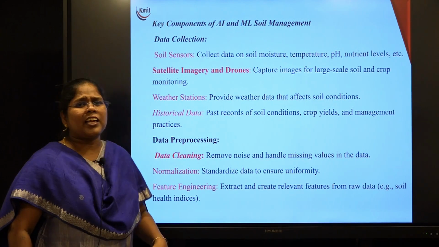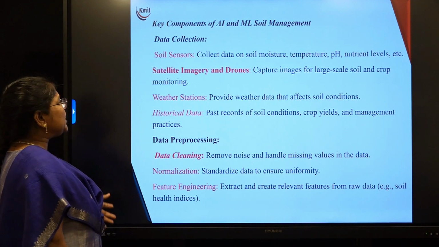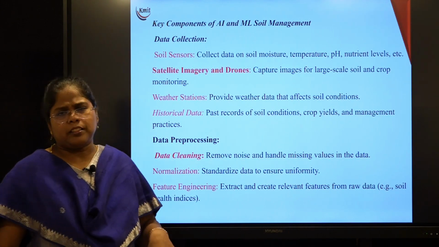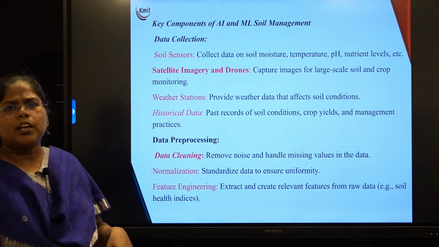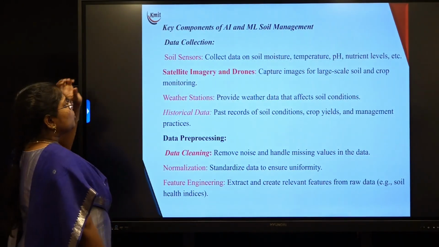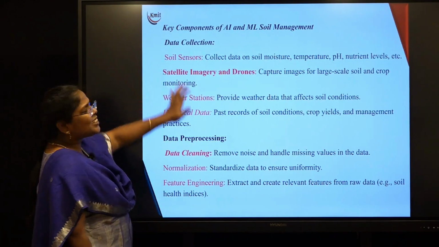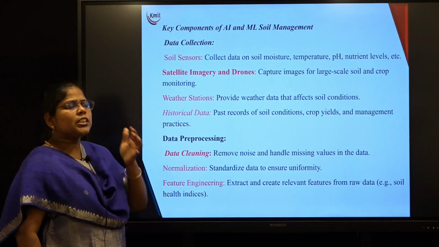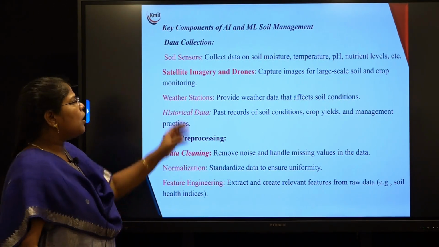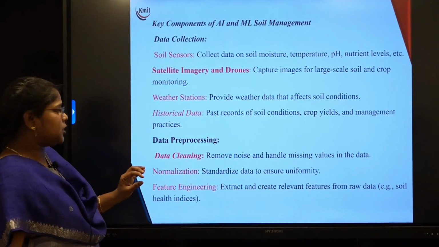Next, how to design our AI ML based soil system. To design that, the first step is to know about the soil health. To know about the soil health, normally we use the data collection system. To know about the soil, we use soil sensors. The soil sensors always collect the information of moisture, temperature, pH and nutrient levels.